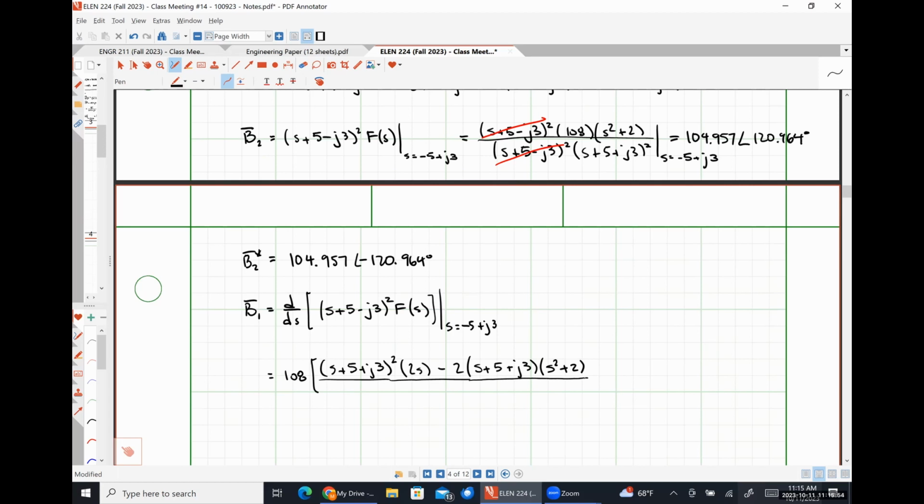All of this divided by s plus 5 plus j3 to the 4th power, evaluated at s is equal to negative 5 plus j3. And I wound up getting 36 angle negative 90 degrees here.